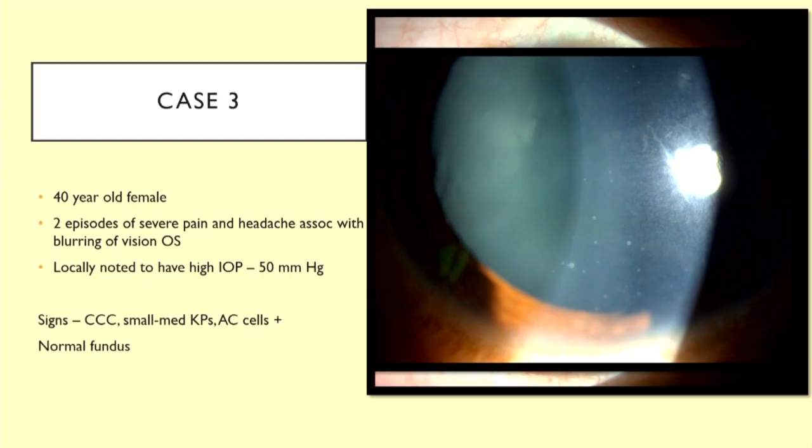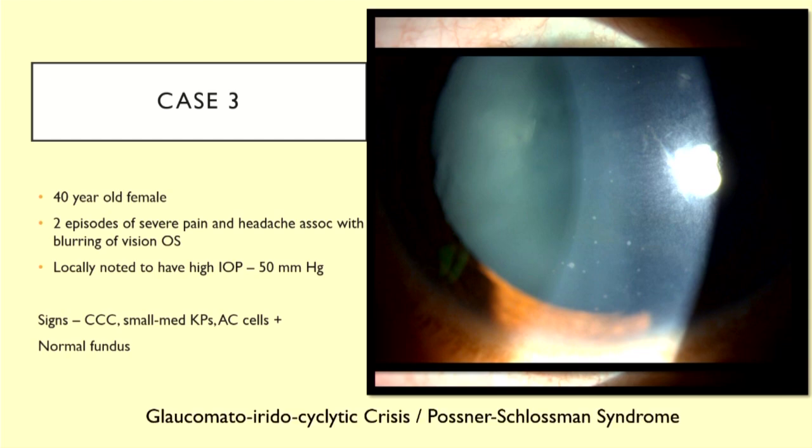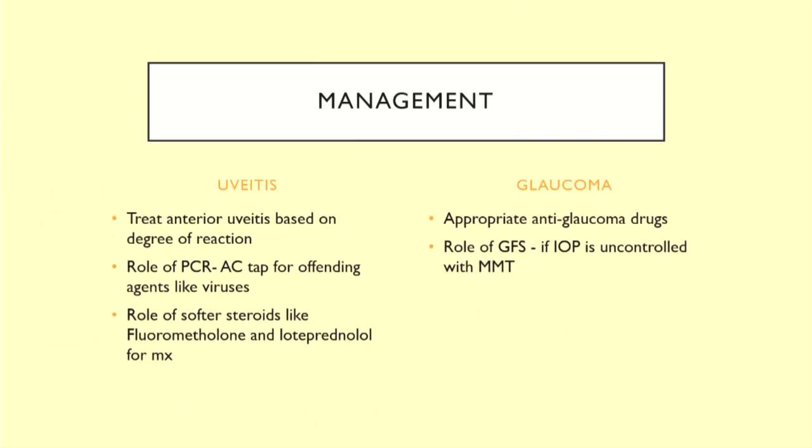High IOP, anterior uveitis. Perfect. So this is Posner-Schlossman syndrome. So when you see this particular case, you will treat the uveitis, but you additionally treat the glaucoma as well. So you treat the anterior uveitis based on the degree of reaction. These patients may require invasive testing. So you can do an anterior chamber tap or paracentesis to look for PCR testing.